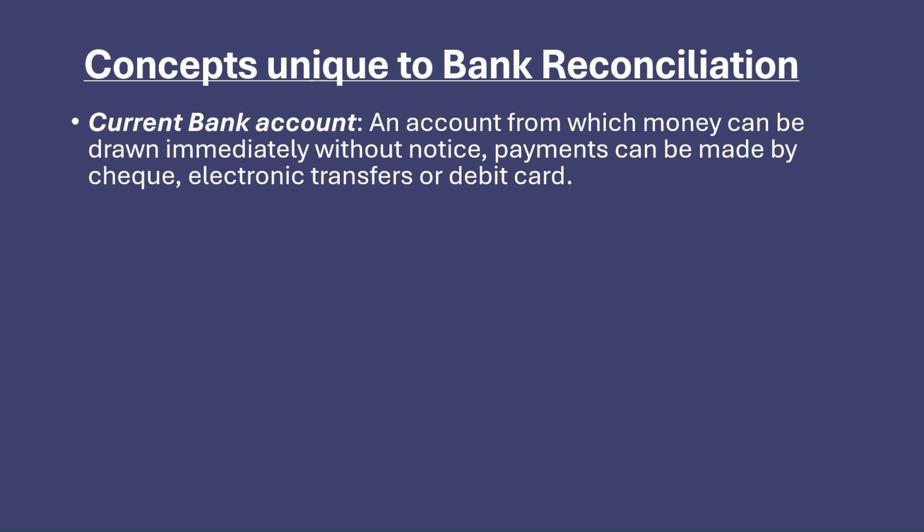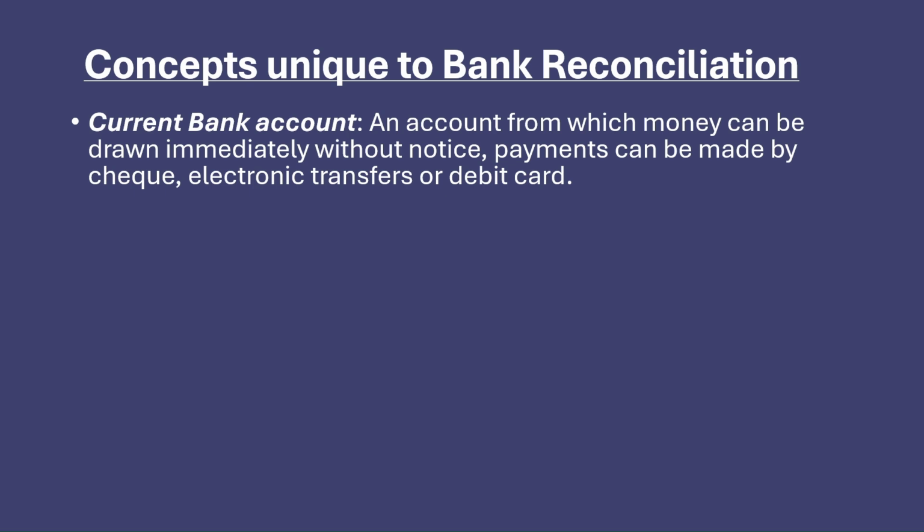The first one, we have the current bank account, right? A current bank account is an account from which money can be drawn immediately without notice, and payments can be made by check, electronic transfers, or debit card. To make it simpler for you, think of a current bank account as your bank account, your Capitec, your FNB, Standard Bank, ABSA, any that you can think of. Have you ever realized that when you pay something, the money leaves your account immediately?